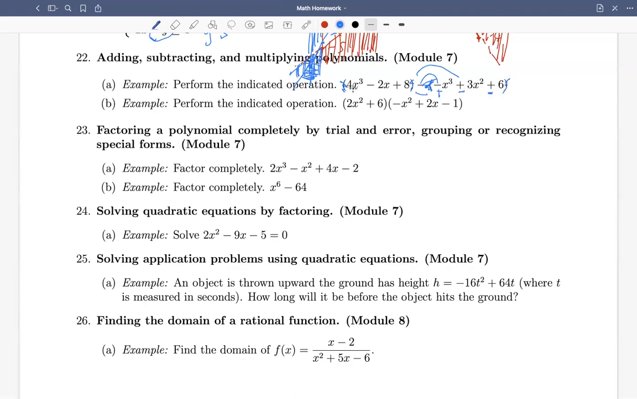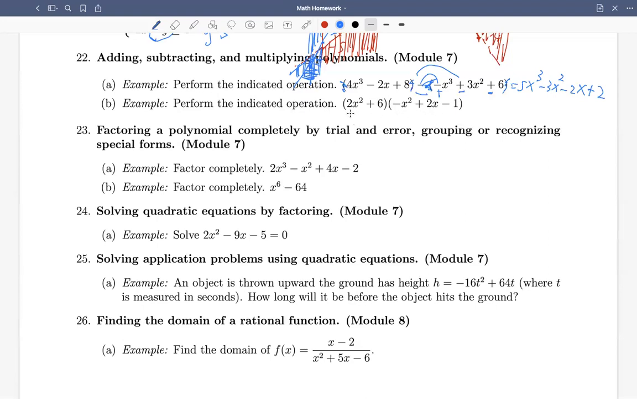So we have 4x cubed minus 2x plus a plus x cubed minus 3x squared minus 6. So 4x cubed plus x cubed is 5x cubed. Plus minus 3x squared. We want to write in order, in order meaning the exponents in decreasing order. Then the x term is minus 2x. Then plus a minus 6, we have plus 2. Okay, that's for the first one.